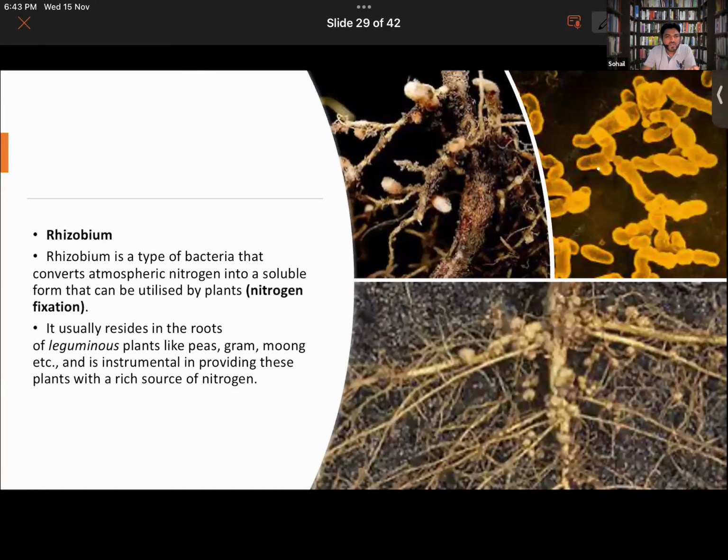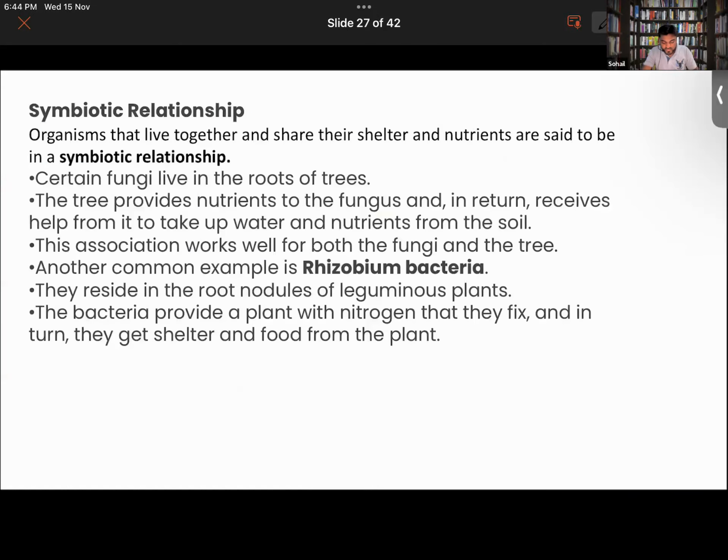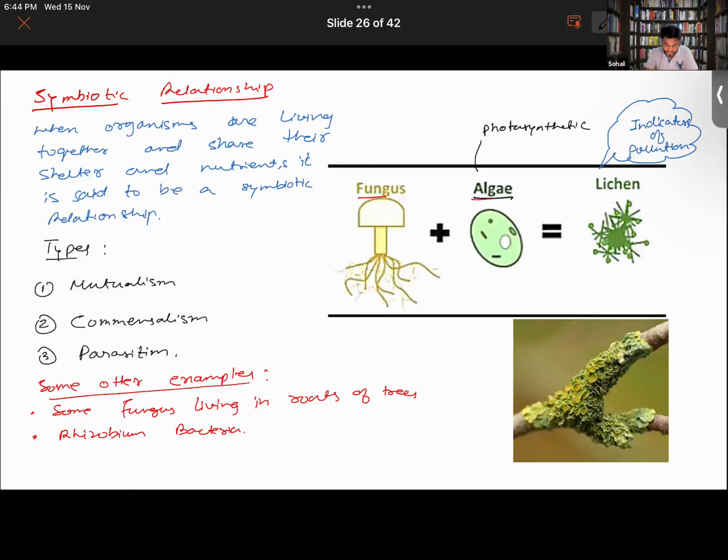We will study how atmospheric nitrogen is not in a usable form for the plant, so it has to be converted into usable form. There are several steps via which atmospheric nitrogen can be converted into a form which can be utilized by the plants. It can be done by lightning, and by this rhizobium bacteria also. We will come to that also, but let's finish this symbiotic relationship right now.